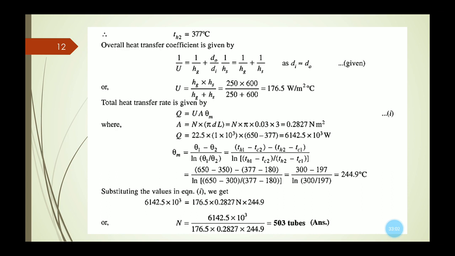The area for these tubes we can calculate except the number. So n multiplied by pi d l. So the area will be 0.2827 into n. And Q, that is the heat lost by the hot fluid, is 6142.5 into 10 cube. So using all these values in the formula Q equals UA theta m, we can calculate the number of tubes here, that is coming as 503 tubes.